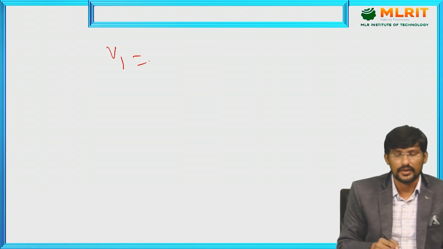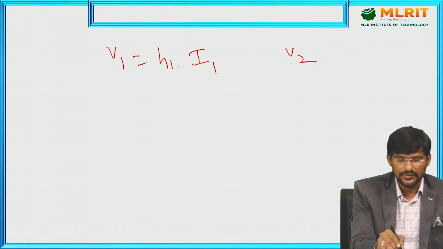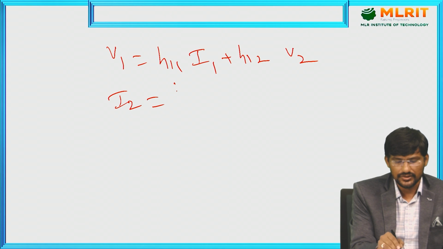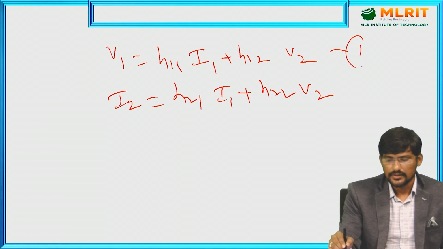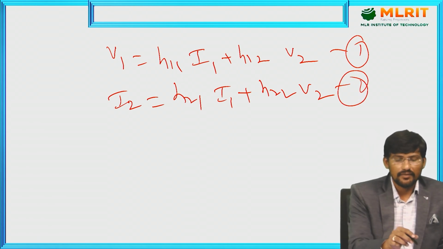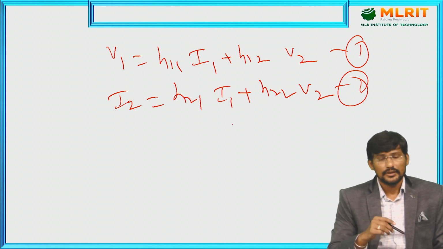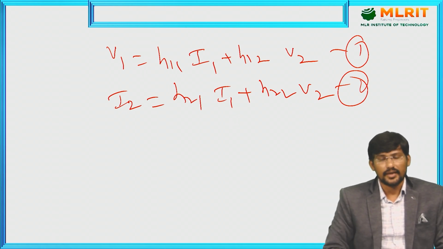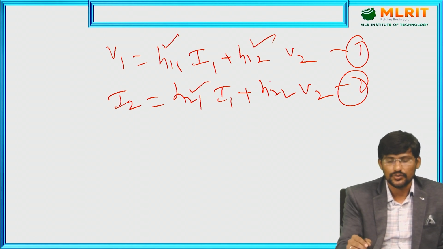V1, input voltage, is a function of I1 and V2. The parameters are H11 and H12. And next, output current is also a function of 2 variables, I1 and V2: H21 I1 plus H22 V2. These 2 are called the H parameter equations. V1 is a function of I1 and V2, and I2 is a function of I1 and V2. With these 2 equations, we can get 4 parameters. What are the 4 parameters here? H11, H12, H21 and H22.